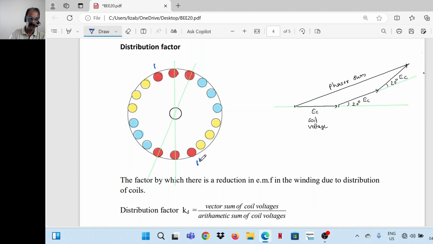1, 1 dash, 2, 2 dash, 3, 3 dash. Here 1 and 1 dash are 180 degrees opposite. 2, 2 dash are 180 degrees. So the coil span factor is 1 in this case. But what is the voltage induced? These three coils can be written like that.